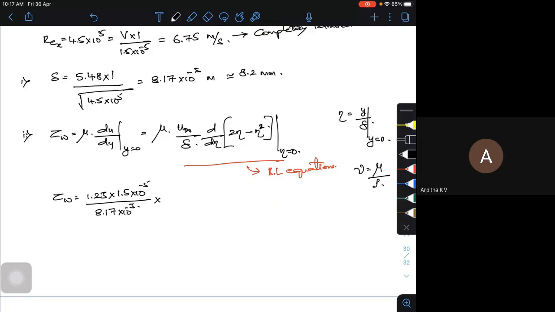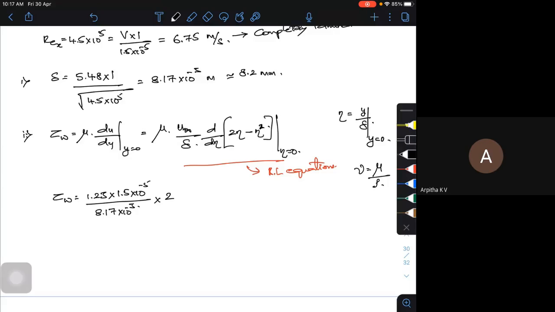I can take 2 outside. So 2 will come out. If I bring it out, I'll be getting 1 minus eta plus 1 minus eta. That's it. So this is 1 minus eta. Now substitute for this.